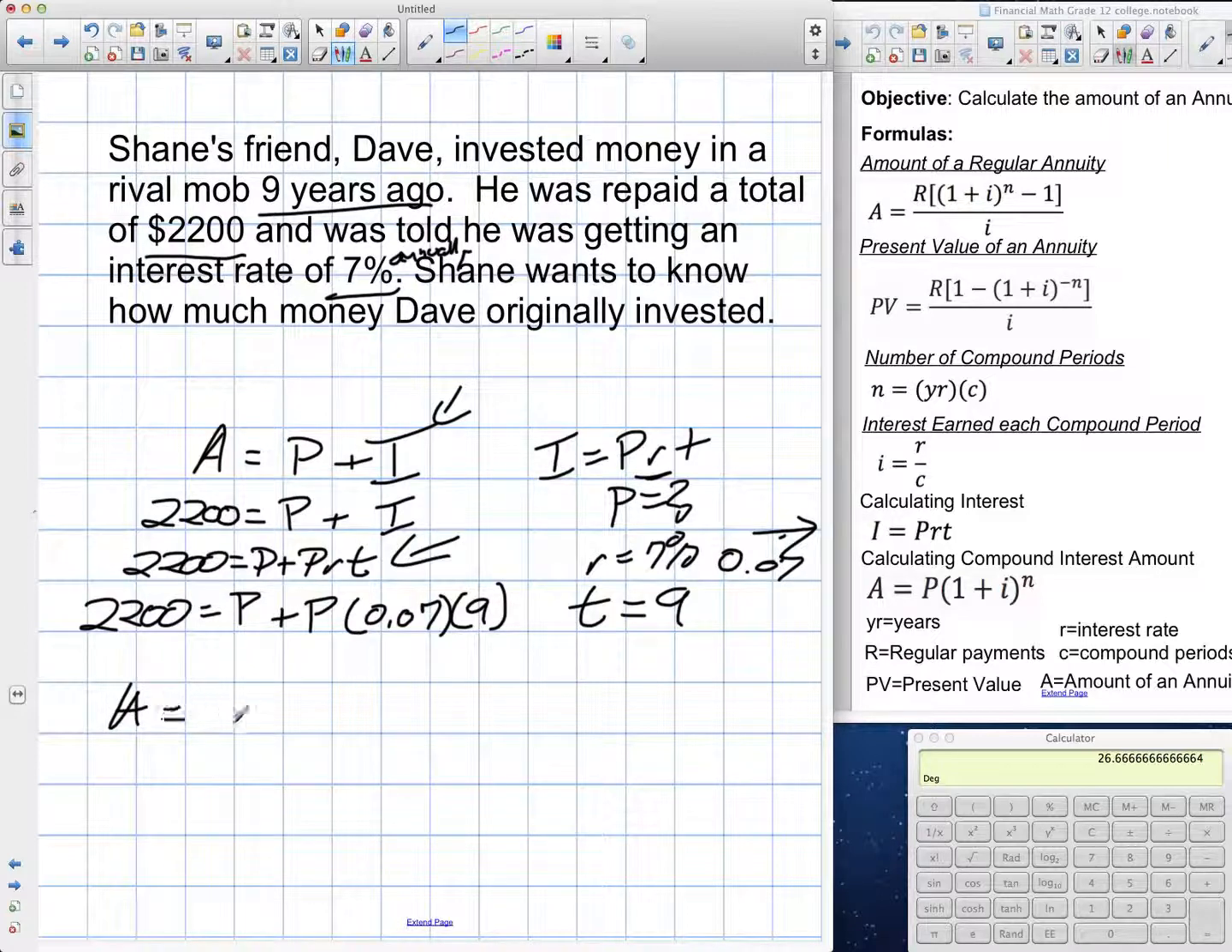A is equal to P plus PRT. Okay? What I want you guys to recognize here is I can common factor. Remember we did this back in chapter 2, I believe, maybe 3 also. What would a common factor be in P plus PRT? P. So we're actually going to take P out, and we're left with 1 plus RT.